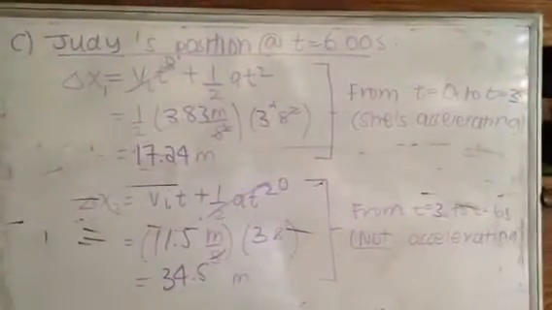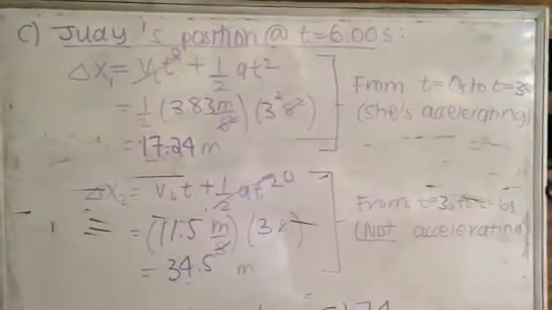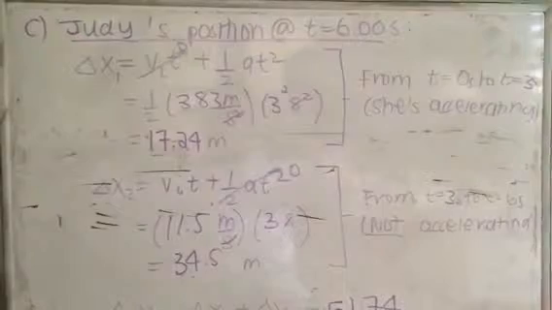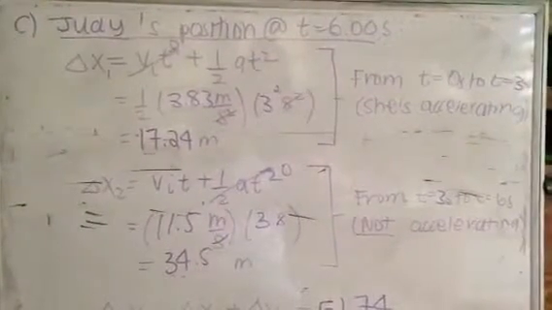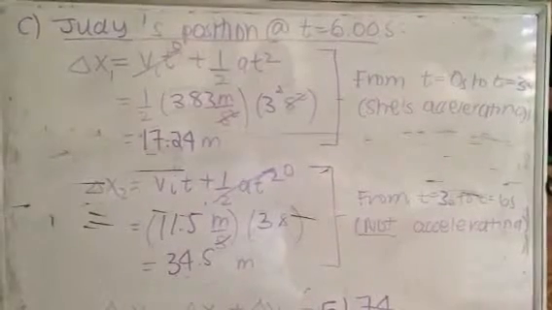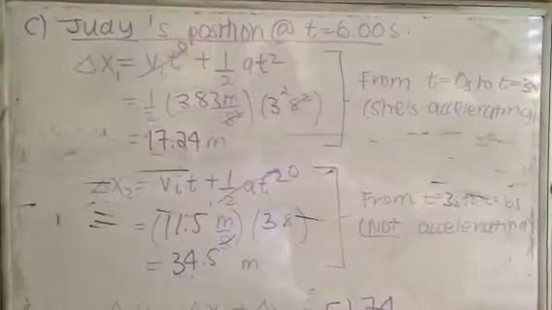So Judy's position at t equals 6 seconds can be found in much the same way. Delta x sub 1 is a time that she's accelerating, which is from 0 to 3 seconds. And delta x sub 2 is from t equals 3 to t equals 6 seconds, when she is not accelerating.